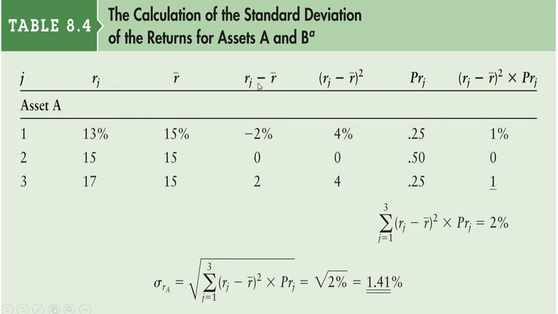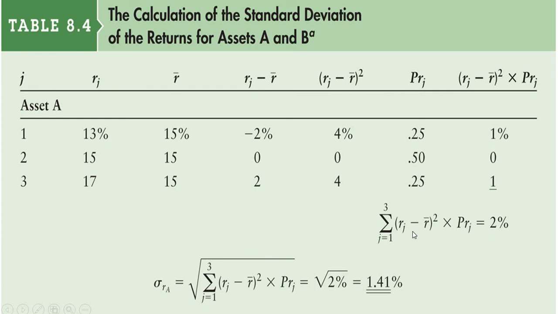Now let's calculate R minus R bar, which is 13 minus 15, that's minus 2%, then 15 minus 15 is 0, then again 2, that's positive. Squaring, minus 2 squared is 4%, 0, and 2 squared is 4%. Then the probabilities are 0.25, 0.50, and 0.25. If we multiply 0.25 with 4%, that's 1%, then it's 0, and finally again 1%.